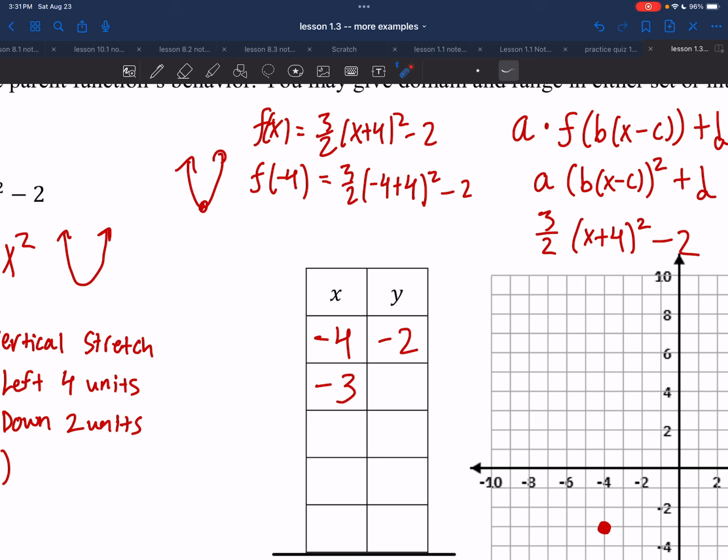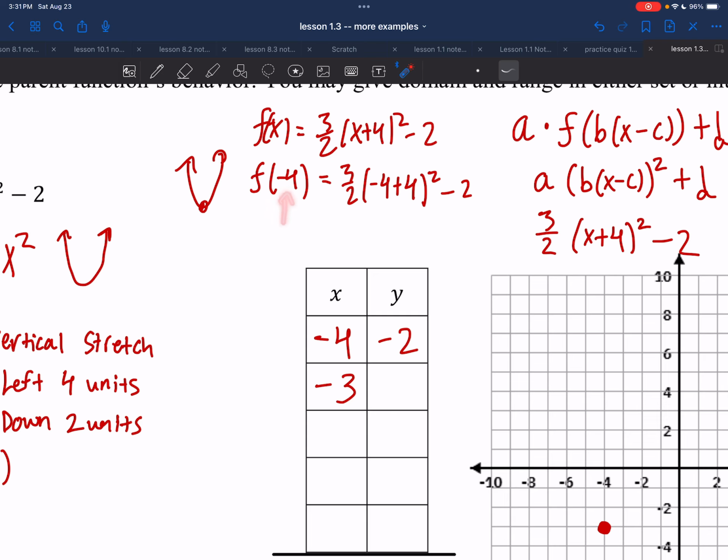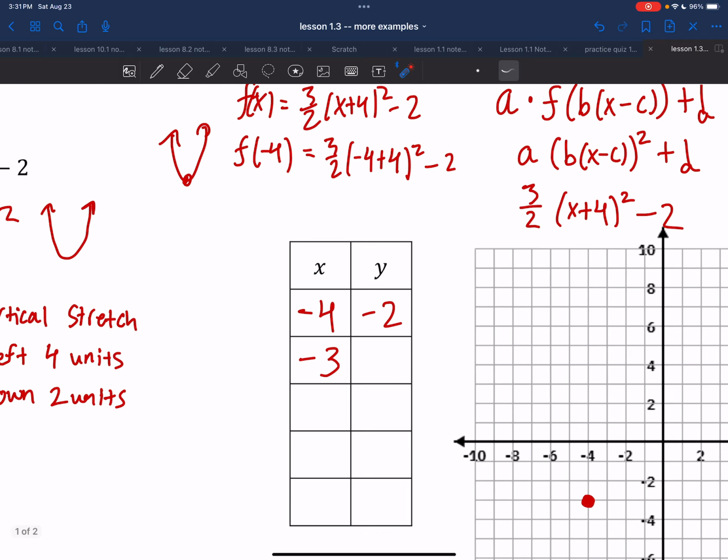So do the math, right? This is always going to use order of operations. So think about PEMDAS, if you've heard that acronym: parentheses, exponents, multiplication, division, addition, subtraction. In this example, -4 plus 4 is 0. Squared is 0. 3/2 times 0 is 0. And then minus 2 is -2. So you see you started with -4, but you end up with -2, which is what we have on this graph. We found that one from transformations though, right?